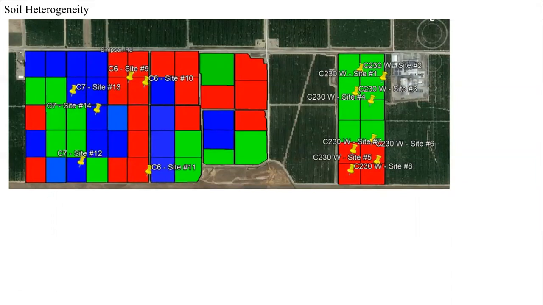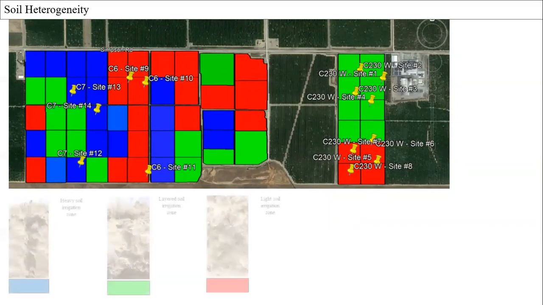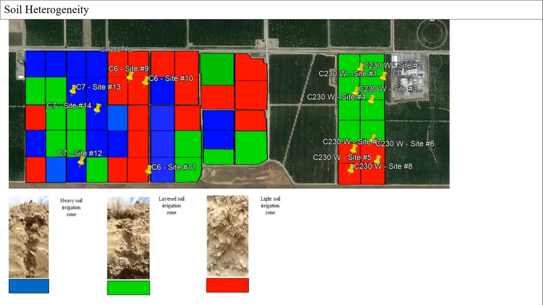This is a commercial farm about an hour and a half drive from Davis. It grows almonds and walnuts, but it's characterized by soil heterogeneity. To manage this heterogeneity, the farmer divided the farm into different blocks of similar soil characteristics. For example, the blue is the heavy soil, the green is the layered soil, and the red is the light soil. The idea is that by dividing the farm into these smaller blocks of similar soil characteristics, it will help him manage his irrigation better. And we call this zone irrigation management.